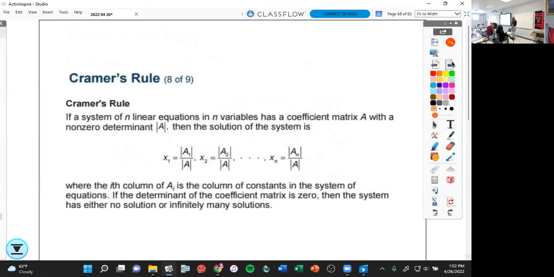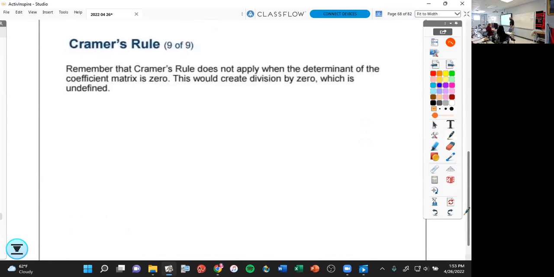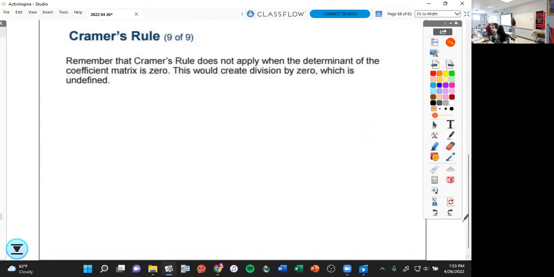If a system of n linear equations and n variables has a coefficient matrix A with a non-zero determinant, then the solution of the system is given by this. What this is saying is I don't care how many equations and how many unknowns you have. It's going to be each variable matrix divided by the coefficient matrix of the original system. Cramer's rule does not apply when the determinant of the coefficient matrix is 0 because you can't divide by 0.